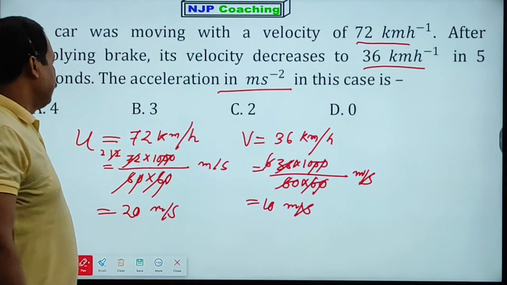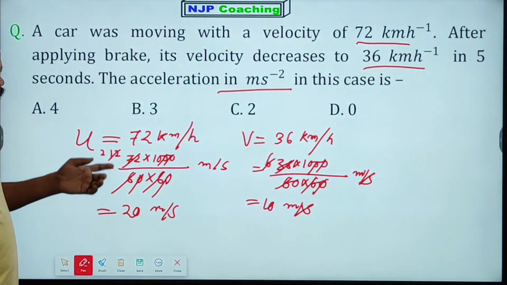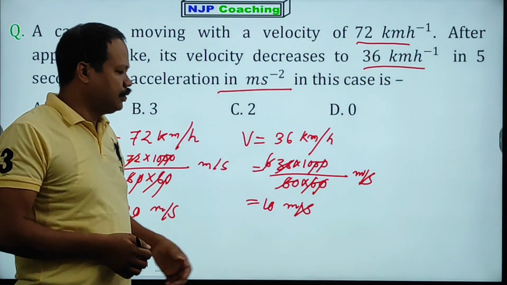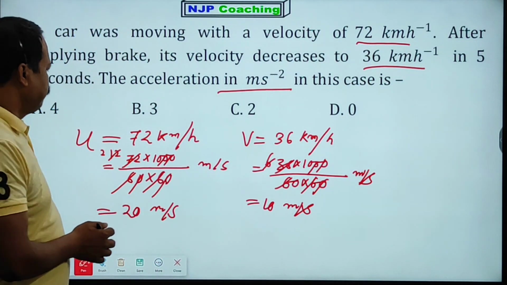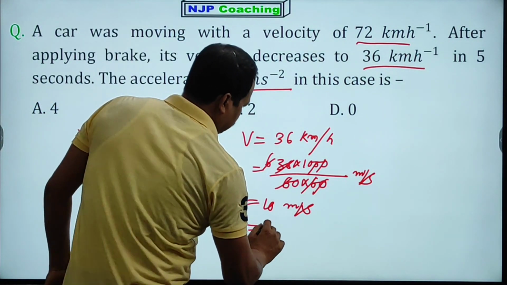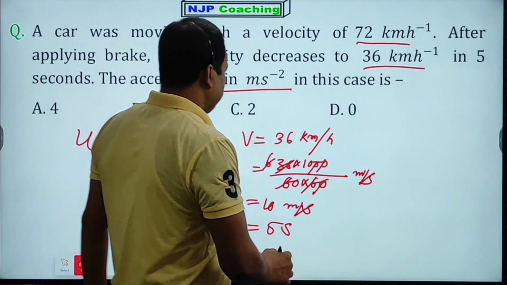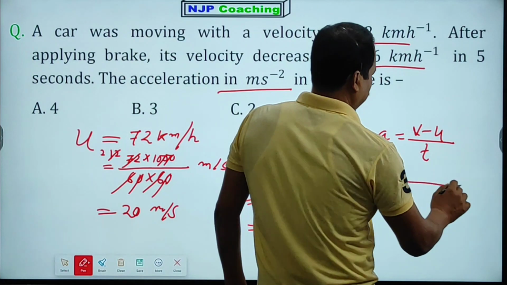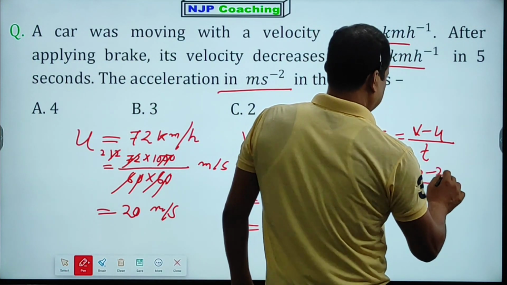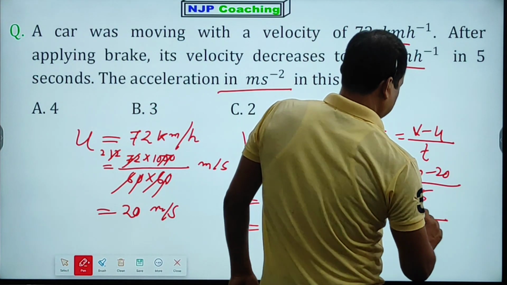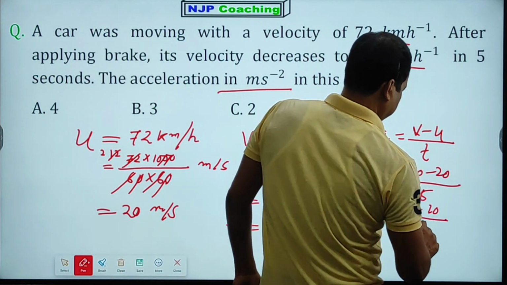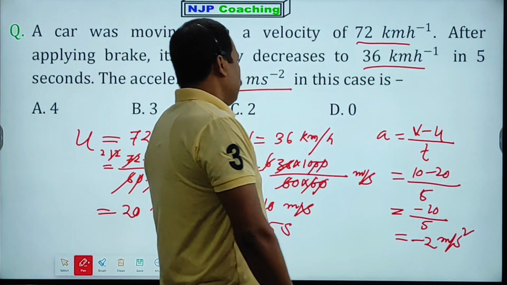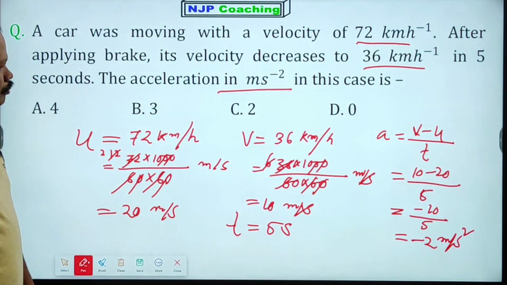Okay. So initial velocity 72 kilometer per hour, if we bring to SI unit, is 20 meter per second. Final velocity 10 meter per second. And time taken, what is the time taken? It is 5 seconds. And what is the formula for acceleration? Change in velocity by time, v minus u by t. So it is 10 minus 20 by 5. So minus 10 by 5. So minus 2 meter per second square. In SI unit, acceleration will become minus 2.